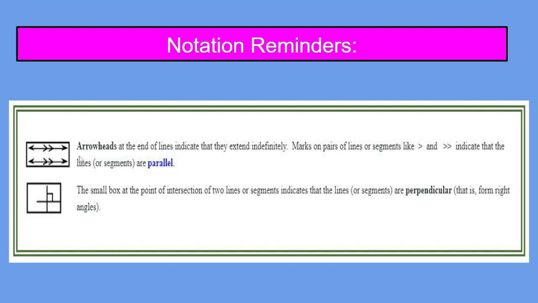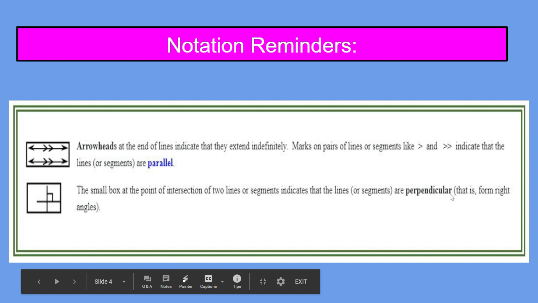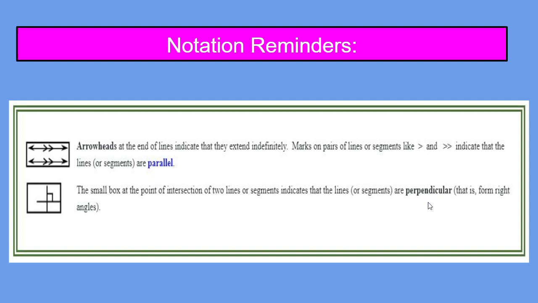And the small box at the point of intersection of lines means that the line segments are perpendicular. They form right angles. So that little box there, you already know it means a right angle. That also lets you know that the two lines forming that are perpendicular.